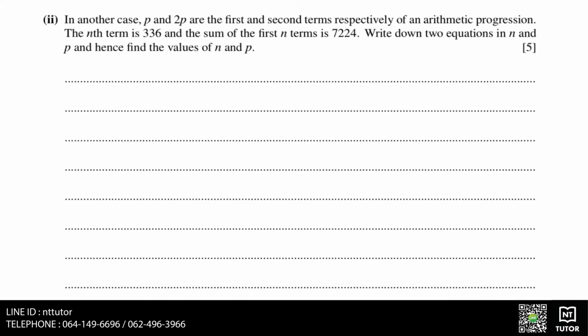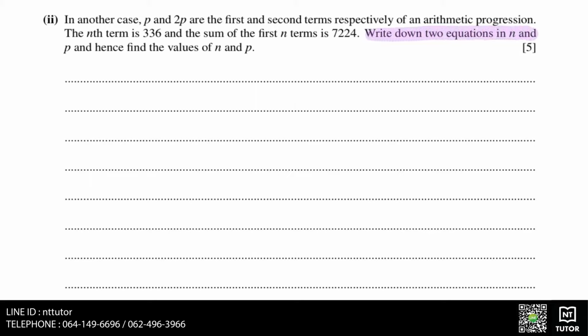In another case, p and 2p are the first and second terms respectively of an arithmetic progression. The nth term is 336, and the sum of the first n terms is 7224. Write two equations in n and p, and hence find the values of n and p.